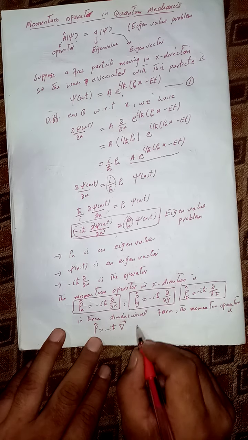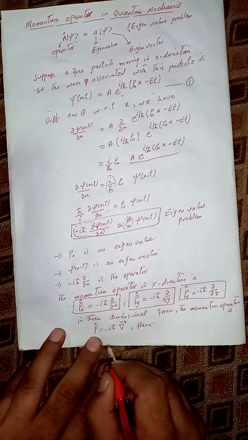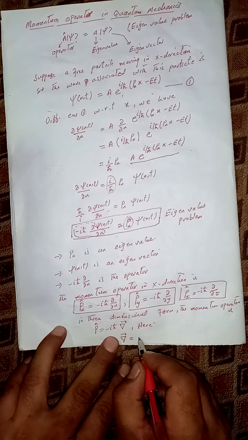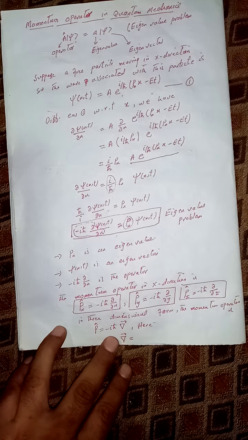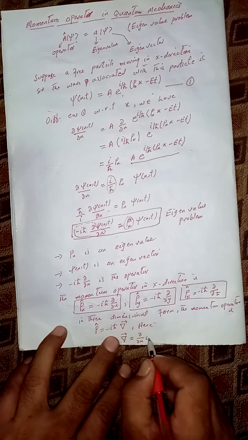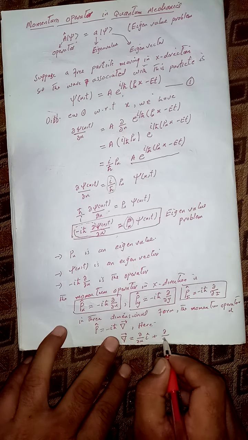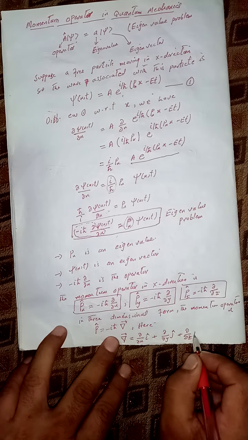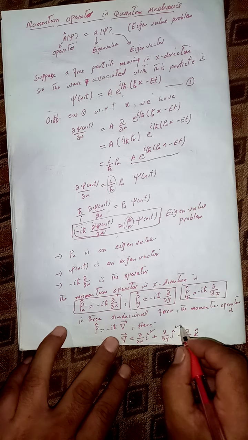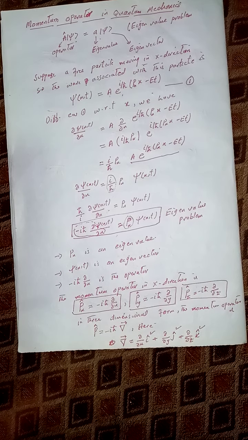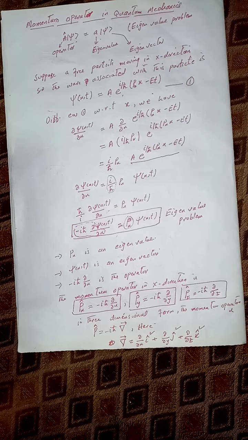Here this del vector is given by partial by partial x into i plus partial by partial y into j plus partial by partial z into k. Here i, j and k are the unit vectors along x, y and z direction respectively. So this is all about the momentum operator in quantum mechanics.